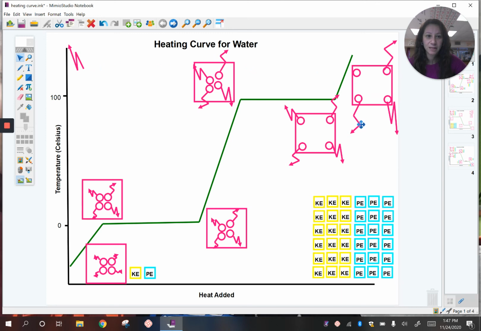And so if I'm increasing my kinetic energy, that means I'm changing my temperature. So along this line right here, going from gas at 100 to gas at above 100, I want you to write increase in kinetic energy.